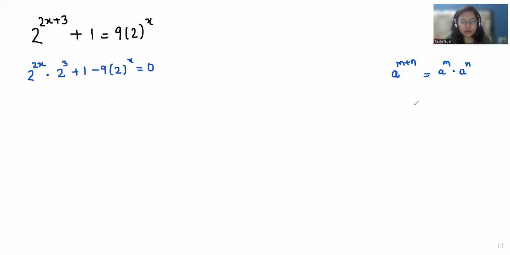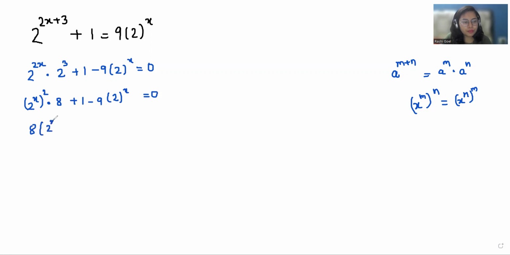Now we know the exponent rule, that is (x^m)^n, we can write it as (x^n)^m. So here we can write it as (2^x)^2 times 8 plus 1 minus 9 times 2^x is equal to 0. So here we can write it as 8 (2^x)^2 minus 9 (2^x) plus 1 is equal to 0.